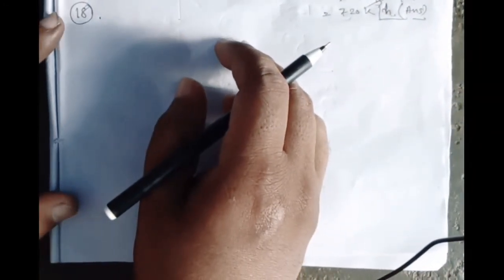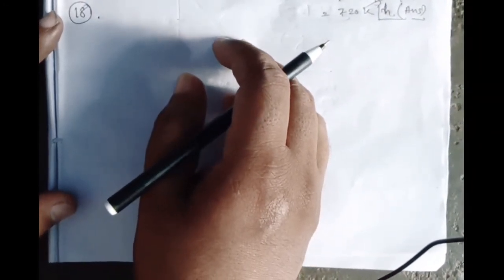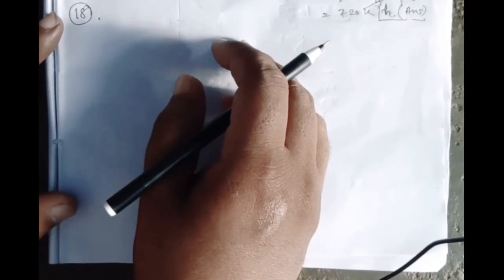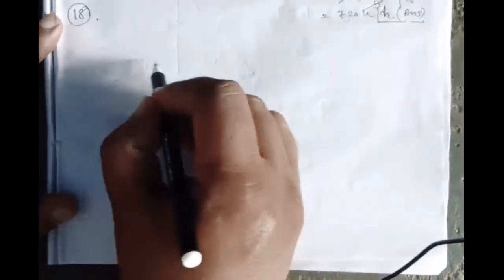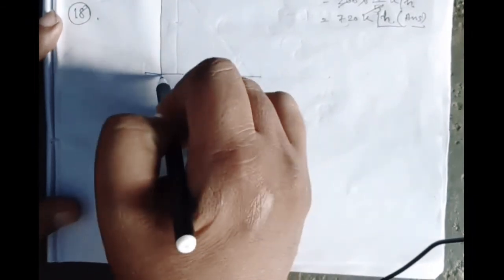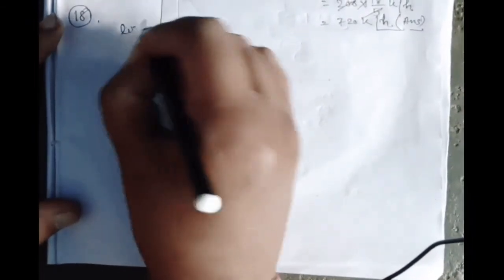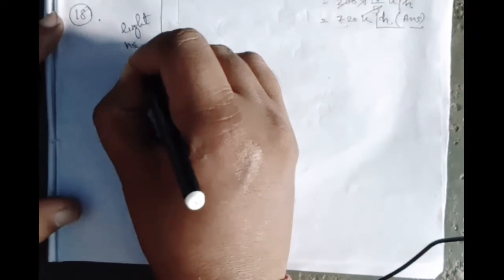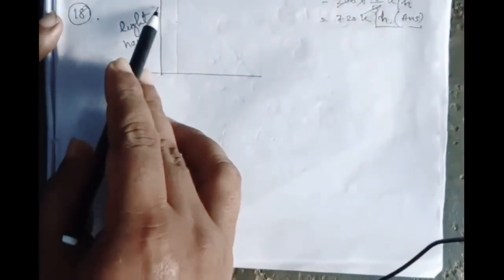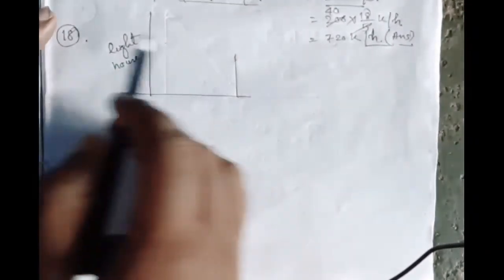Let's move to question number 18. In question number 18, the angle of elevation and depression on the top and bottom of a lighthouse from the top of a building 60 meter high. This is the lighthouse, and this is another building.